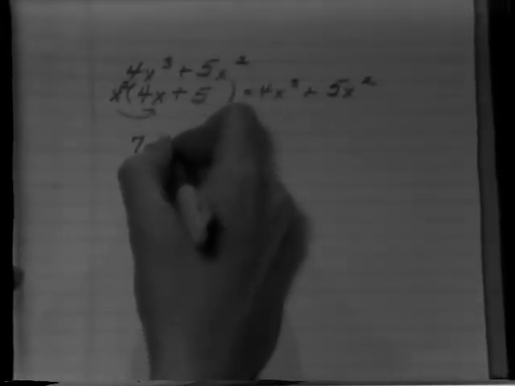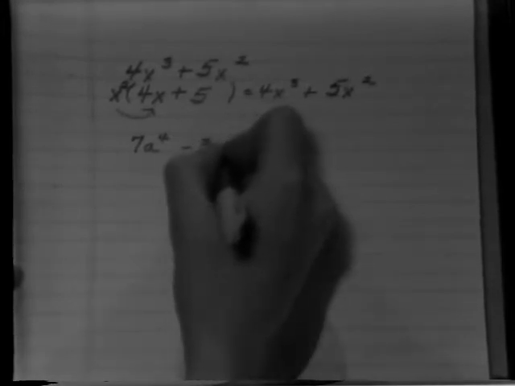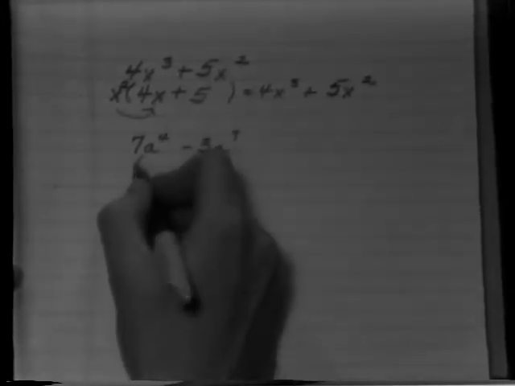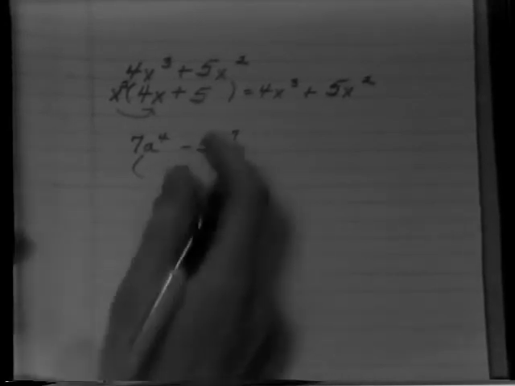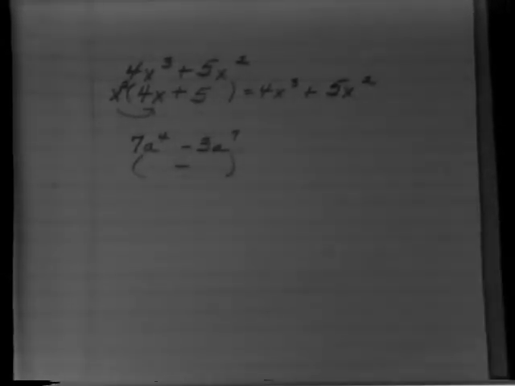7a to the 4th minus 3a to the 7th will offer you the same chance. Okay, that's a setup. First thing you want to do is ask yourself, is there a common number factor? Not with 7 and 3. Is there a common variable factor? A's used in both of them. So you know there's an A. Now what I want to know is, what's the largest exponent?